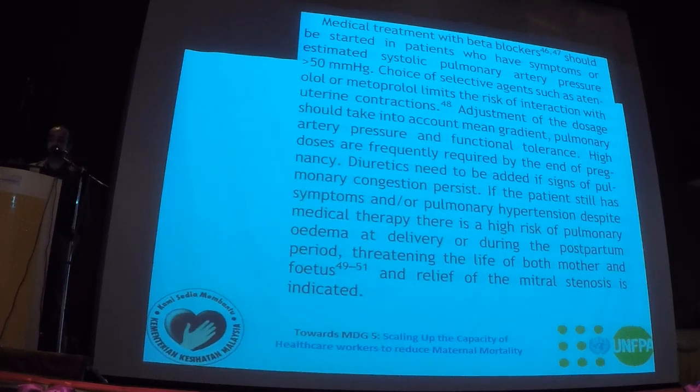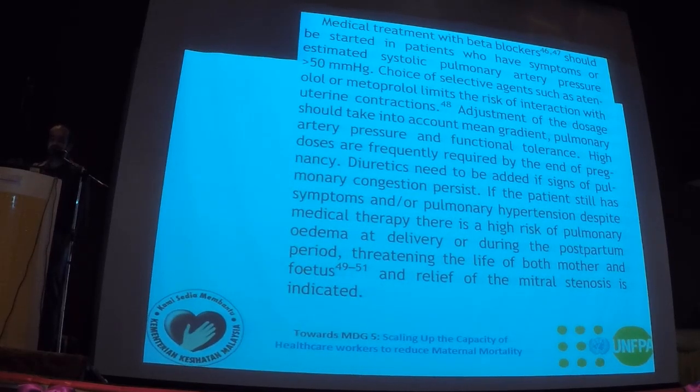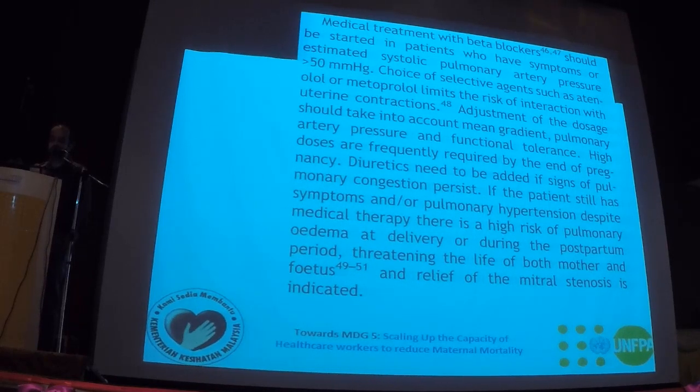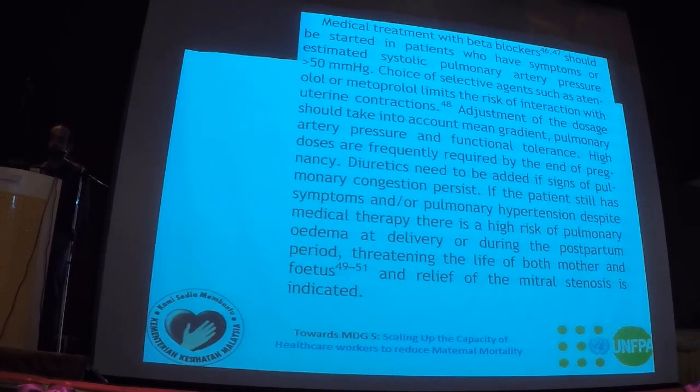Well, yes, medical treatment with beta blocker should be started in patients having symptoms or high systemic pulmonary artery pressure. Choice of selective agents such as atenolol or metoprolol limits the risk of interaction with uterine contractions. Adjustments of those should take into account mean gradient, pulmonary artery pressure, and functional tolerance. High doses are frequently required by the end of pregnancy, and diuretics need to be added if significant pulmonary congestion persists. And if the patient still has symptoms despite medical therapy, there is a high risk of pulmonary edema at delivery, and hence probably a CCU backup will be needed.